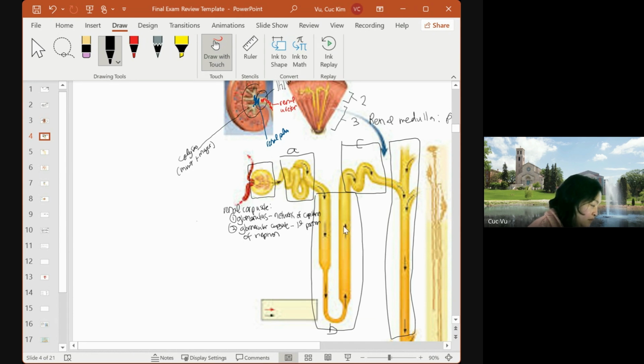Section B right here is the nephron loop, because it forms a loop. The nephron loop has two parts. It has the descending limb, where the fluid is moving down, and the ascending limb, where the fluid is moving up. Questions?